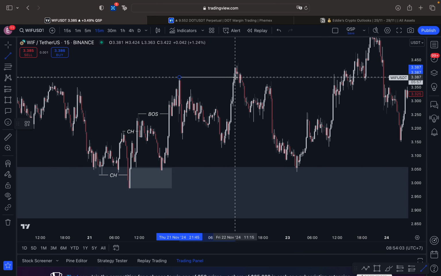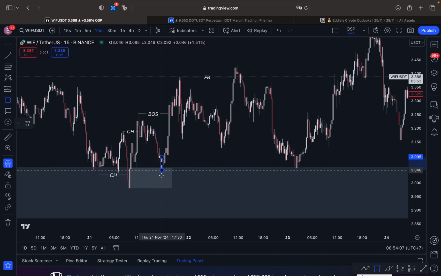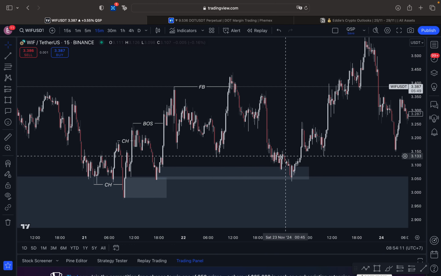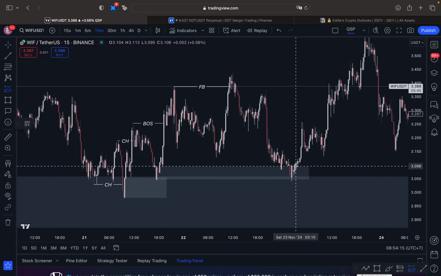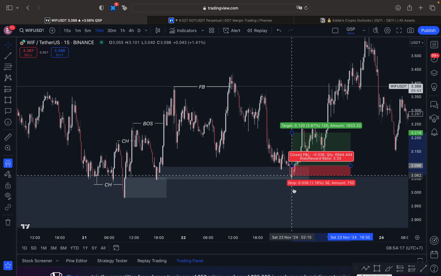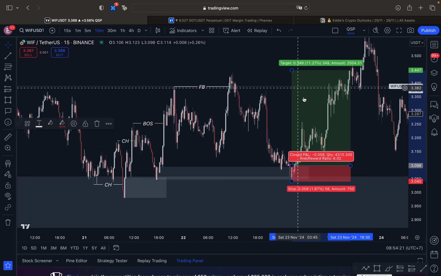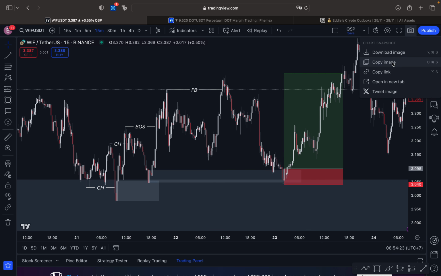And then we had this FBOSS. What happened after the FBOSS? Price has a demand zone here. It cleared the demand zone and then rejected. So we had a change of character, FBOSS. Price came in, gave us the rejection here, and then we would have targeted this high here for 1 to 6. So missed trade.